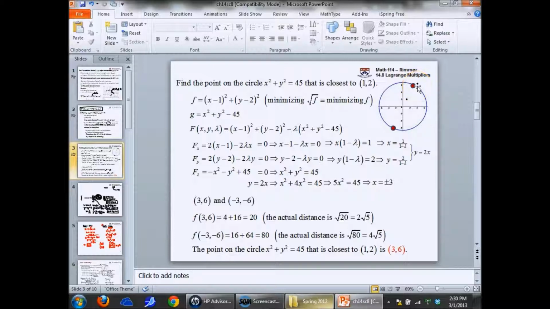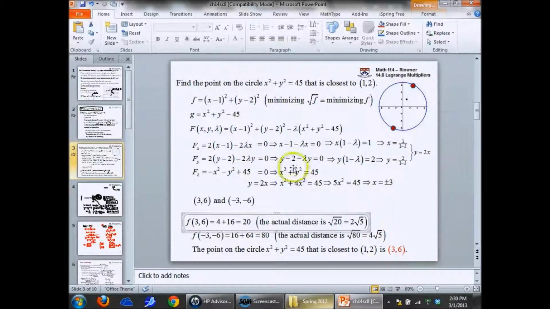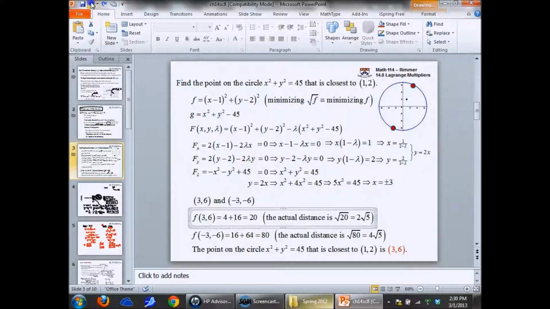Of course, it is 3, 6. But I just want you to see that when there are 2 that come out, one is the maximum and one is the minimum. And the actual distance, they didn't ask us for this, but don't forget that you simplify things by getting rid of that square root. And so the actual distance is 2 root 5 there.